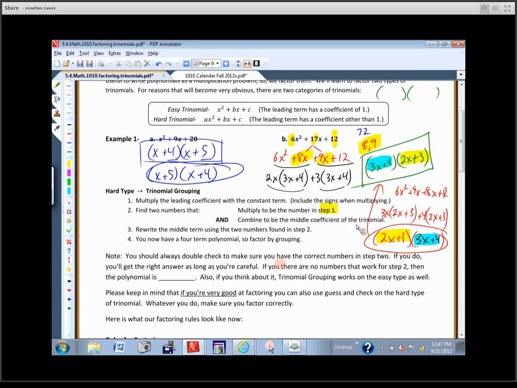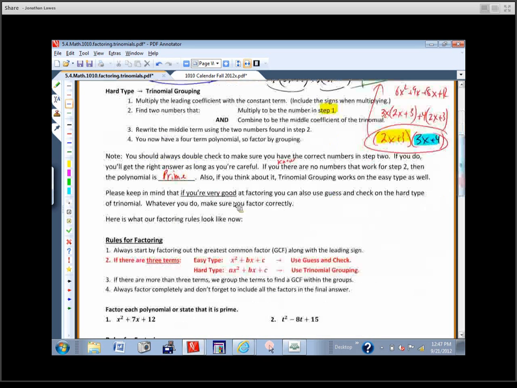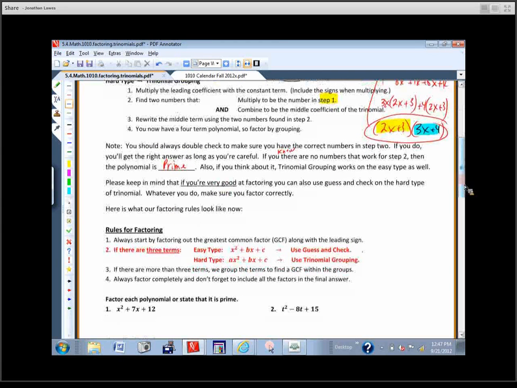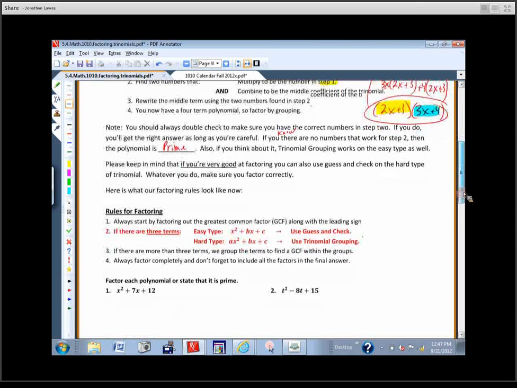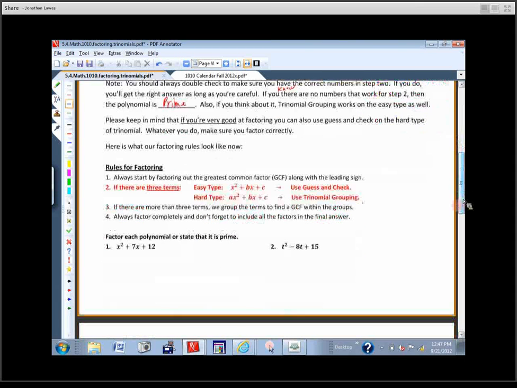The other nice thing is, if you know there are no numbers that work for step number 2, then what type of polynomial is it? Prime. I've got a typo I need to fix, don't I? It's a prime polynomial. Prime means it doesn't factor, right? And then again, that note that I put, if you're really good at factoring, you can do even the hard ones using guess and check. But you got to make sure you factor correctly and always factor completely, because that's always our last rule.